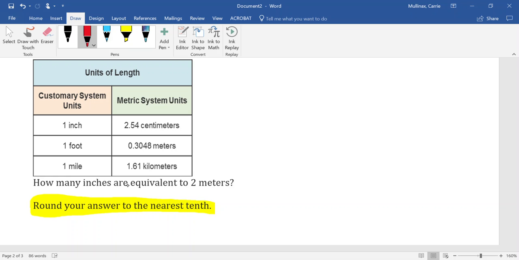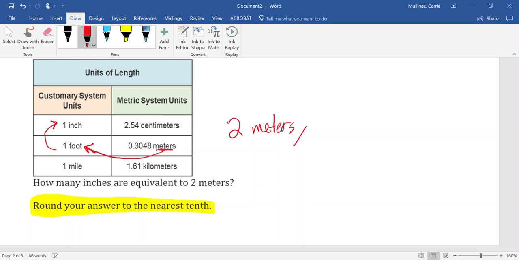So if we are looking for inches equivalent to meters, as you can see in the chart, we don't go directly from meters to inches. So if we're starting with 2 meters, how can we get from meters to inches? Well, if I look up here, here's meters. So I know I can get from meters to feet. And if I'm in terms of feet, then I can go from feet to inches.